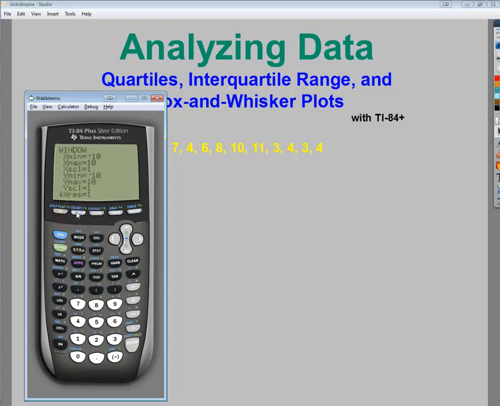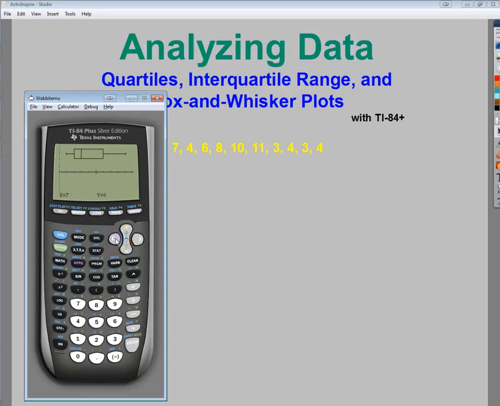I'm going to go to the window, and I'm going to change it. I usually go one below the smallest number, so 2, and my X maximum, I'm going to put 1 above, so 12. Now that that's all where it needs to be, I'm going to hit graph, and it should make a nice box and whisker plot for me.